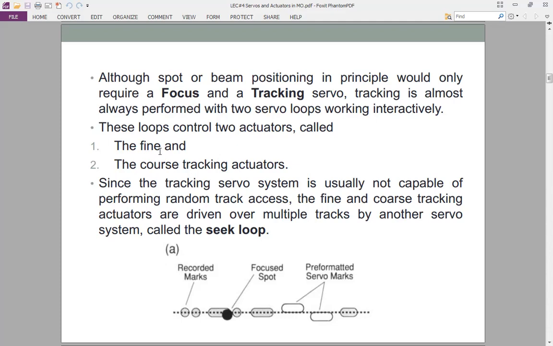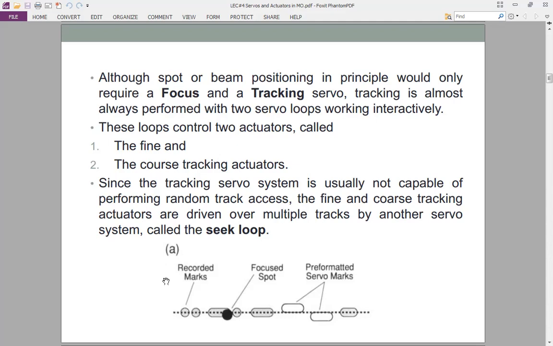All right. Since the tracking servo system is usually not capable of performing random track access, the fine and coarse tracking actuators are driven over multiple tracks by another servo system called the seek loop. The seek loop basically identifies the right track. Once the right track has been identified, then we have the coarse tracking actuator and the fine tracking actuator ensuring that the spot is directly in the center.